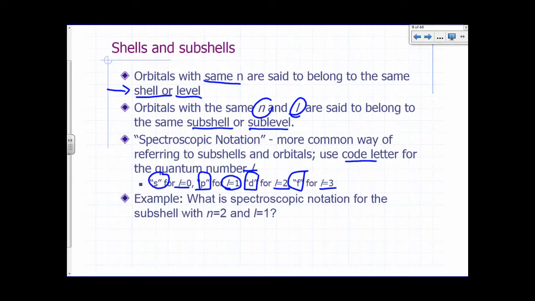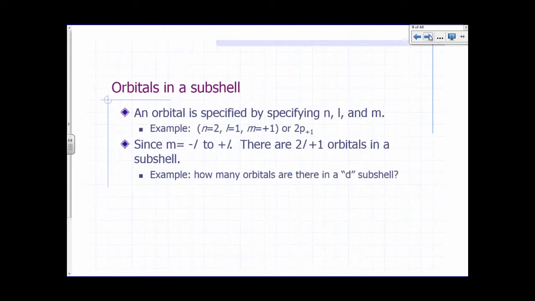So what would you call the subshell corresponding to n equals 2 and l equals 1? You'd call it 2, and then for l equals 1 the code letter is p, so it's a 2p subshell. For l equals 4, by the way, the code would be g. Those are pretty much all we're going to need to describe electrons in an atom.